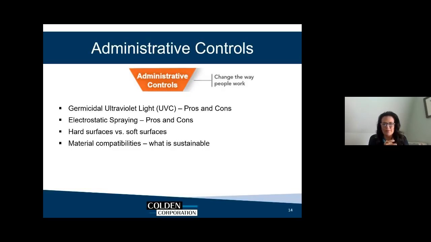We spec it out in, again, bathrooms, locker rooms, some storage areas, break rooms, this kind of thing. So really think long and hard about the electrostatic spraying. Hard surfaces versus soft surfaces, absolutely. Hard surfaces are easier to disinfect.